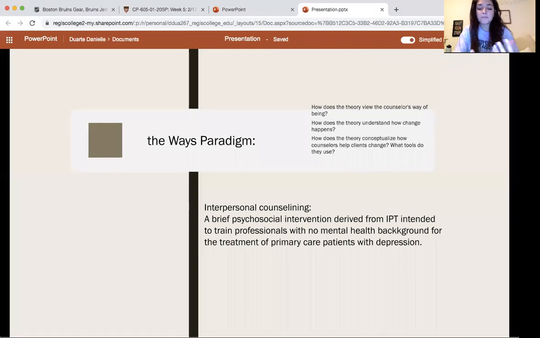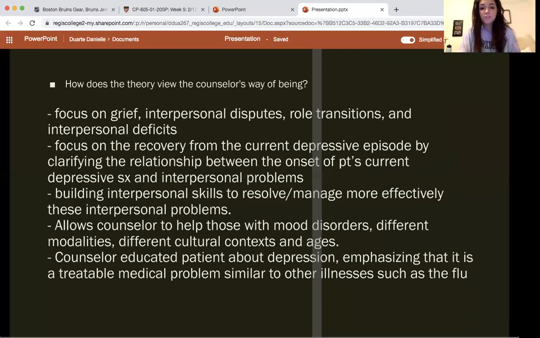So the definition that the Corsini and Wedding book gave for interpersonal counseling as a subject is a brief psychosocial intervention derived from IPT or interpersonal therapy intended to train professionals with no mental health background for the treatment of primary care patients with depression. So, from the initial information I got after reading through the text, this theory is very heavily focused on depressive symptoms and learning how to manage and cope with them. So that brings me to my first area, which is how the theory views the counselor's way of being.